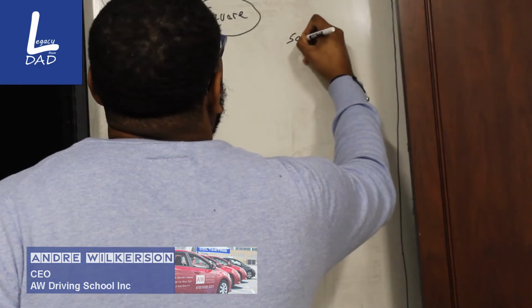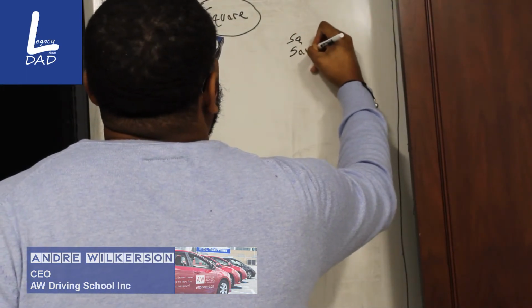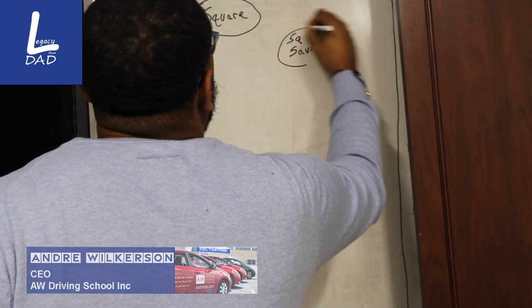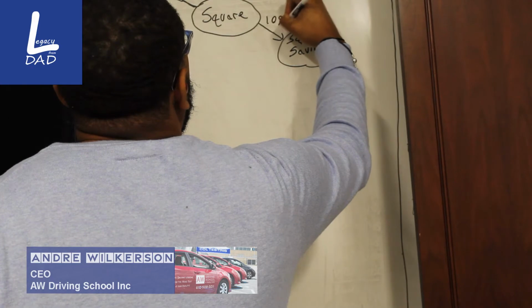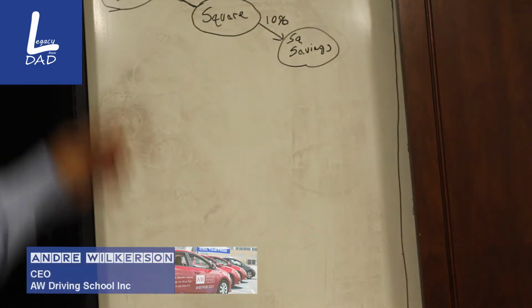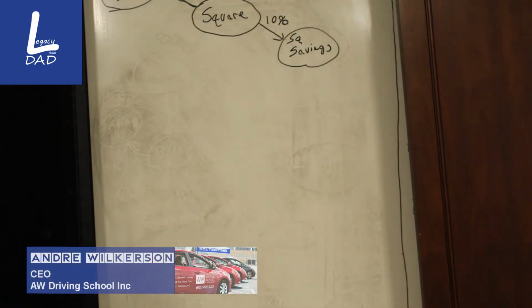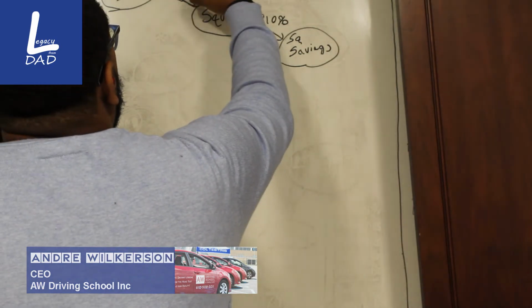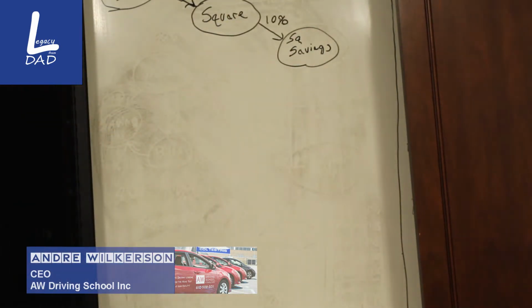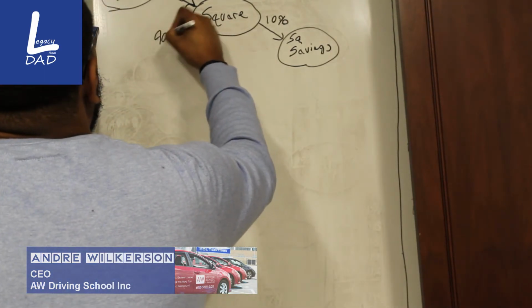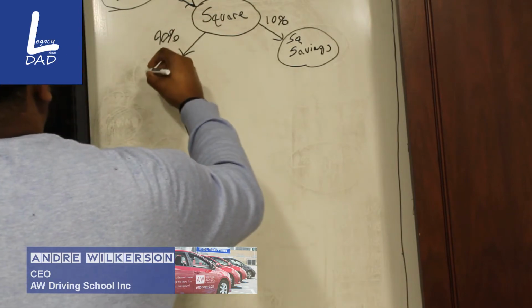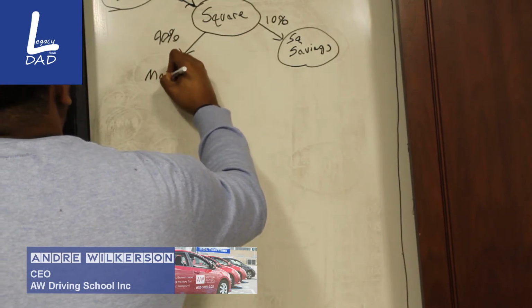So I opened up a Square savings, okay? And then what I do is I transfer 10% over from every sale that comes in, right? Every sale that comes in, 10% goes into that savings account, okay? From there, 90% goes into my main business account.